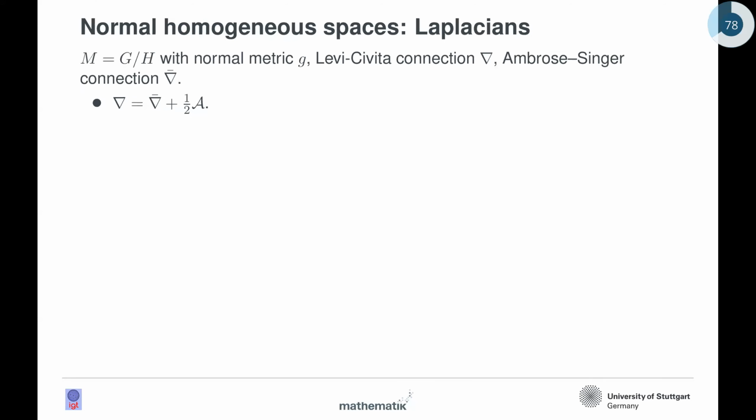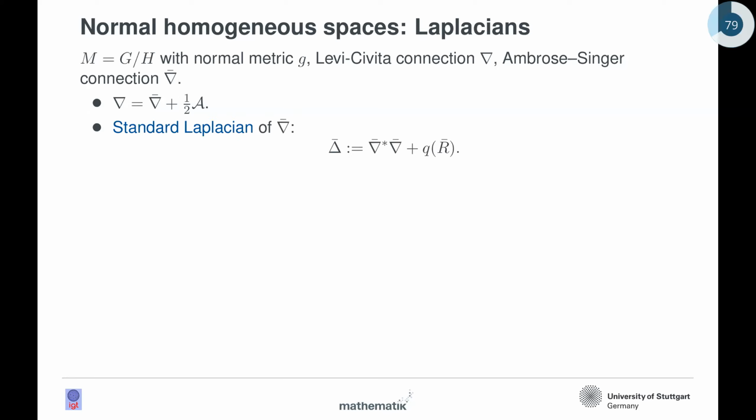Okay. So now the cool thing is that if we are on a normal homogeneous space, we can relate the Levi-Civita connection and this Ambrose-Singer connection very easily. This Ambrose-Singer connection is a metric connection with skew torsion, and thus we can relate it to the Levi-Civita connection like so. The difference between those connections is this tensor here, 1/2 times A.